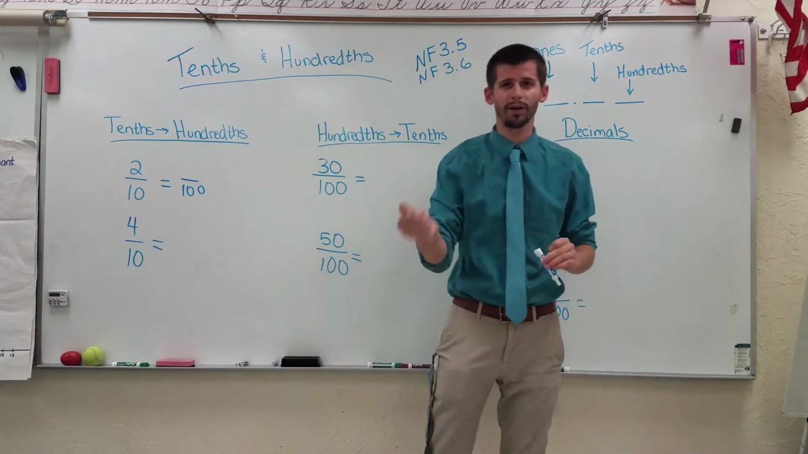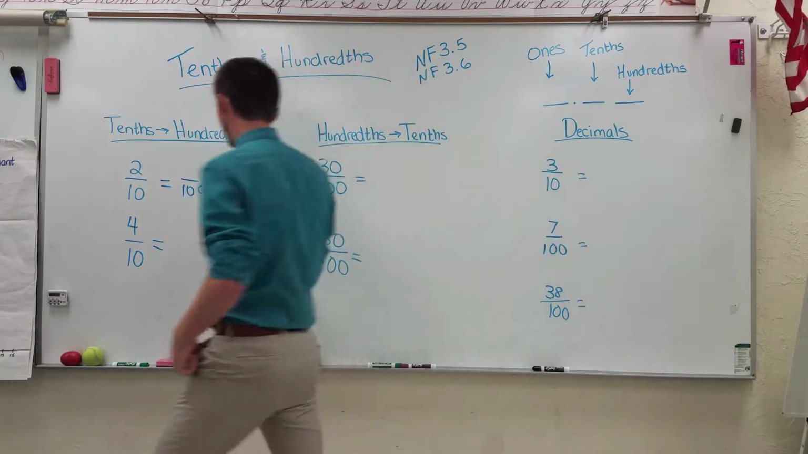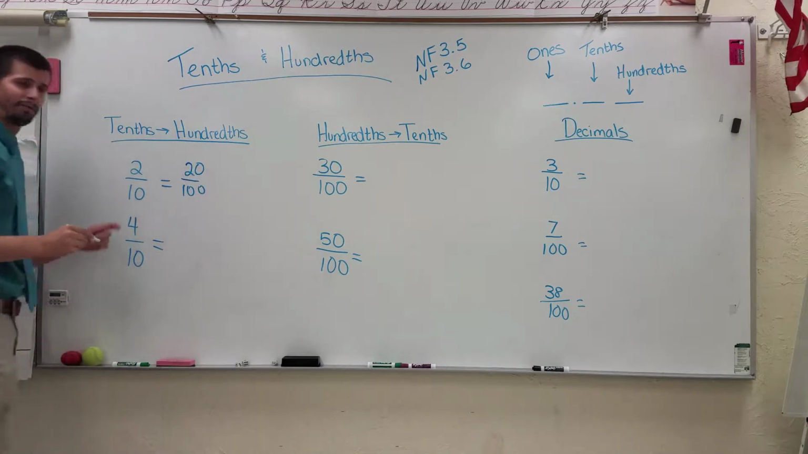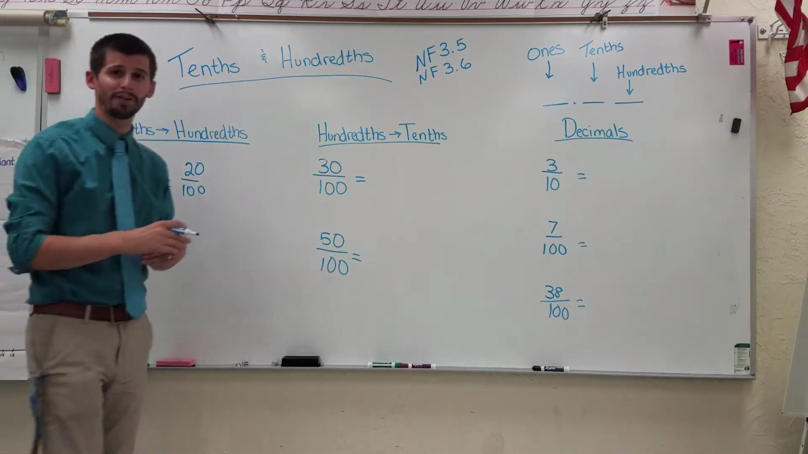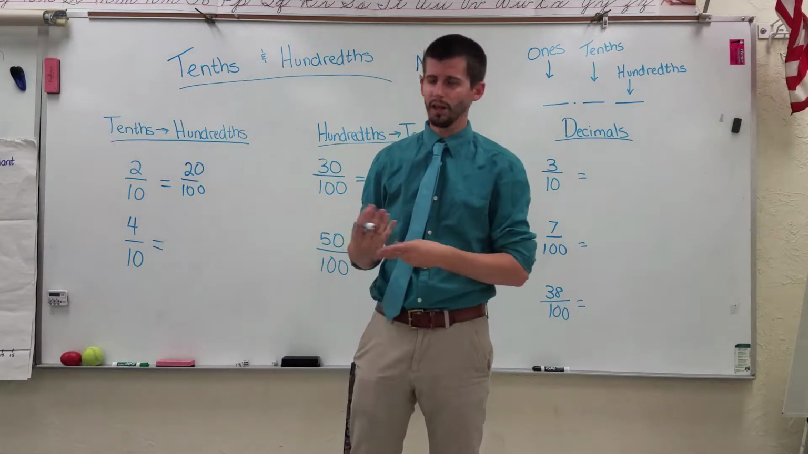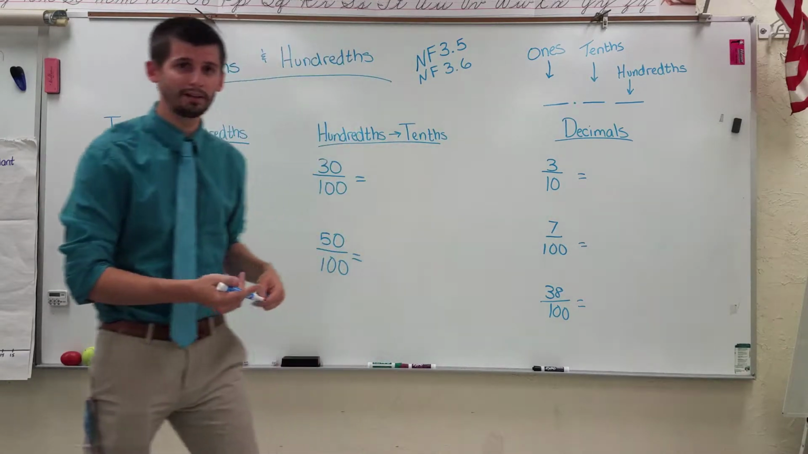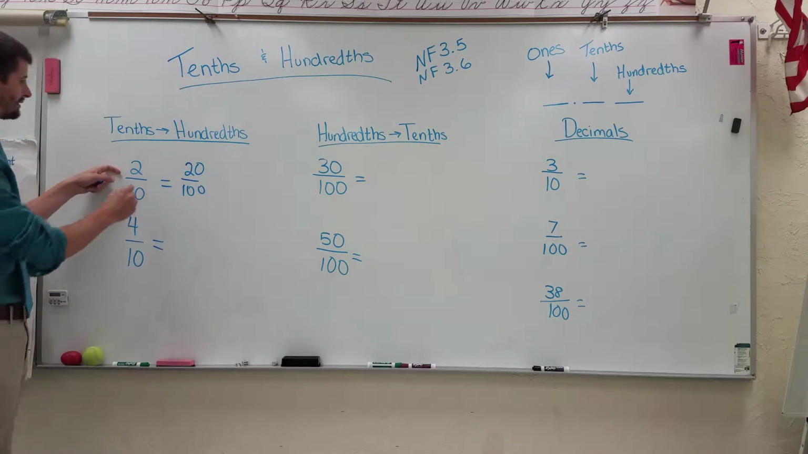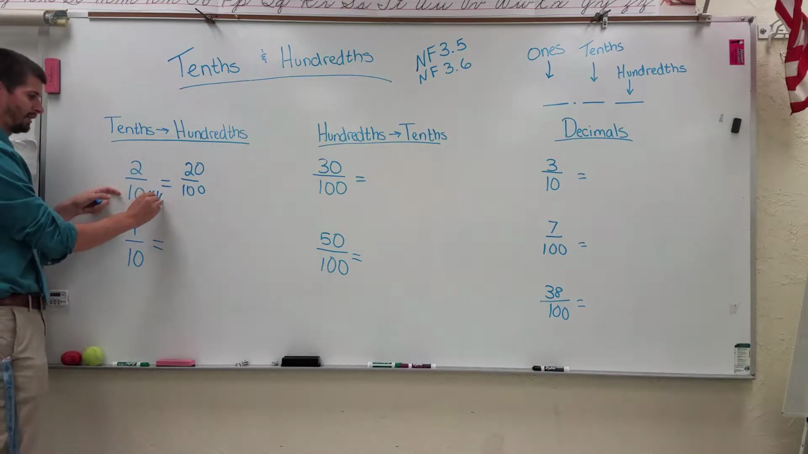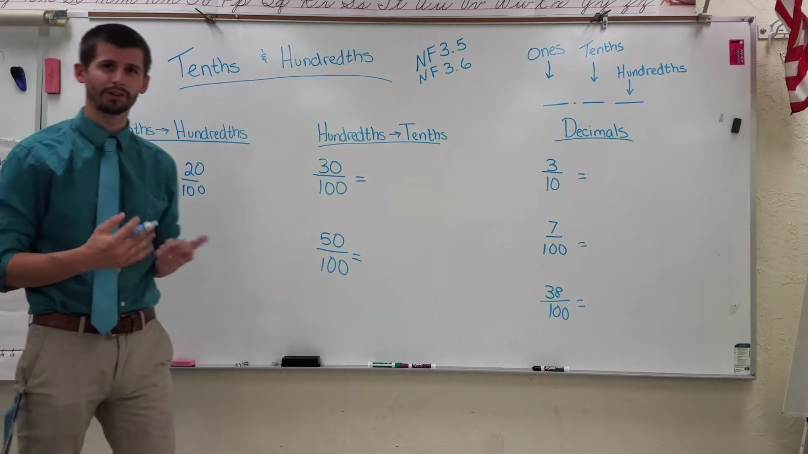Most students will see right away, 2 dimes, that's 20 pennies. So the equivalent fraction for 2 tenths would be 20 hundredths. And most kids see this right away. Also, another way to do that, even without money, is by multiplying. So we can take our denominator and multiply it by 10. That's how we get to those hundredths.